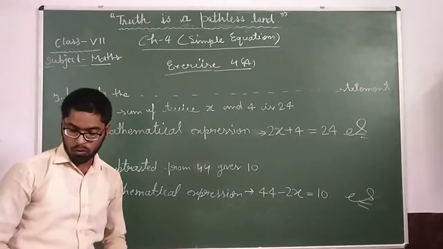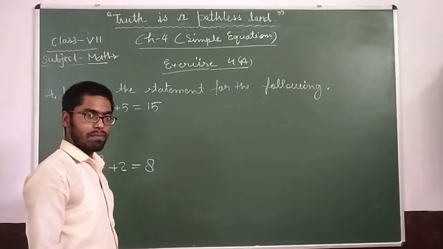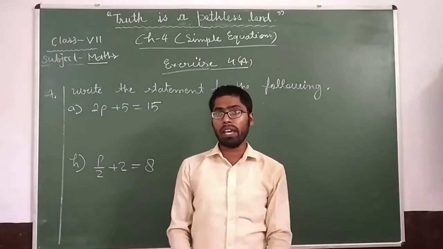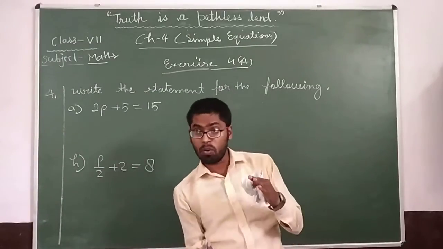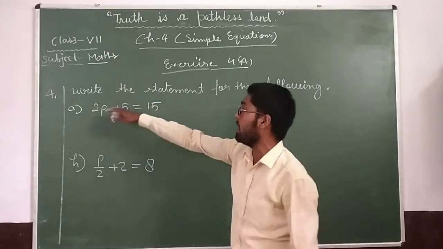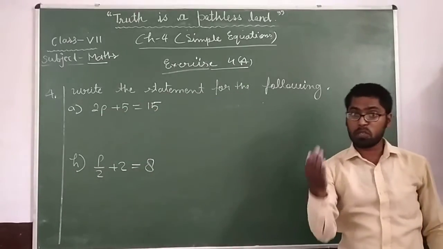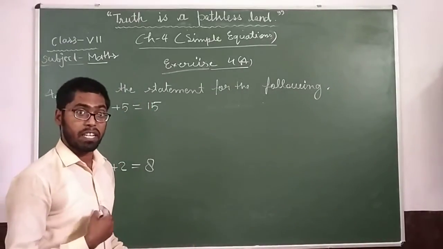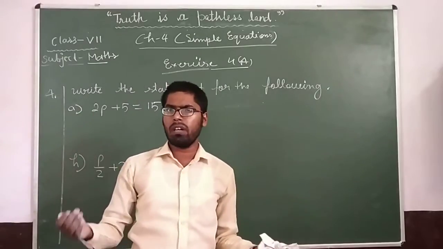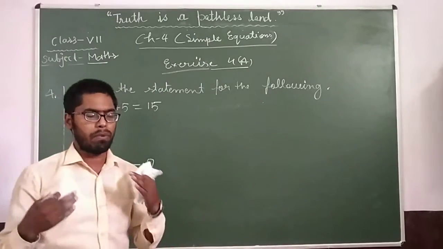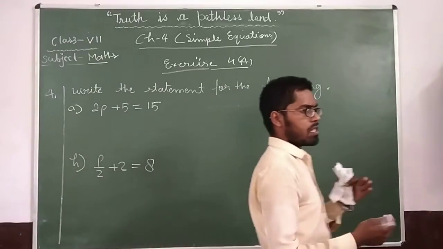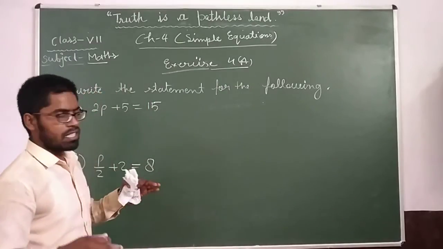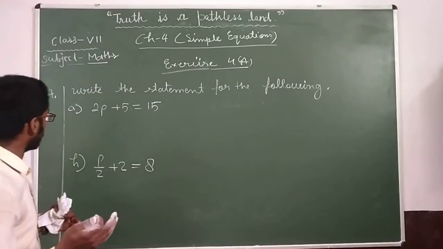Okay, let us start the next question. Next, question number 4. Write the statement for the following. So here the question is given in the opposite way. Just the opposite you have to do in this question. Here a mathematical expression is given to you and you have to write this mathematical expression as a statement. A statement is different for every student, for everyone, because the way of thinking and the way of speaking and telling are different. Okay, it is different for everyone.